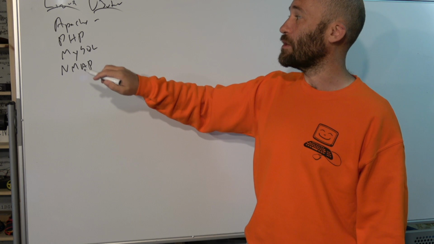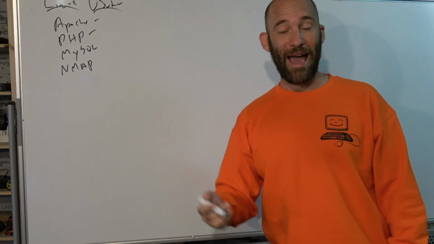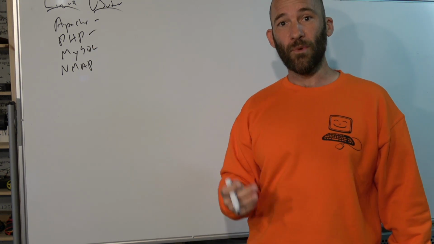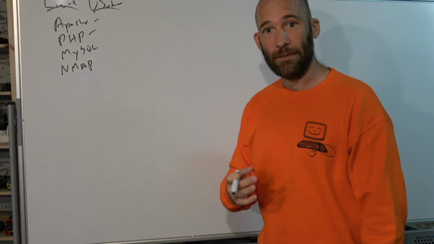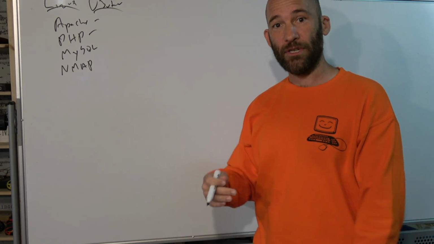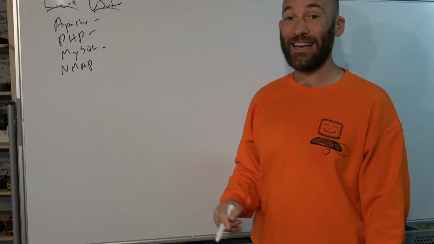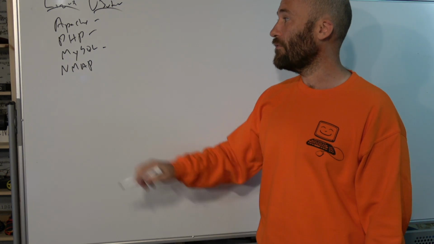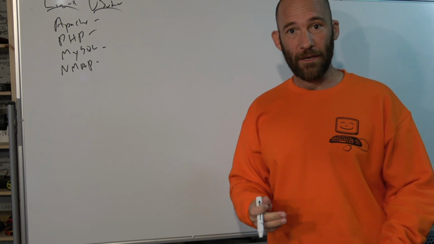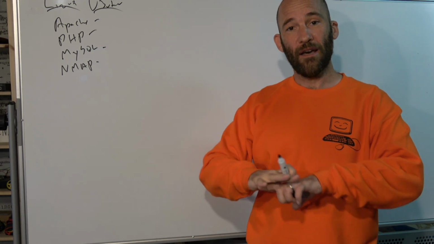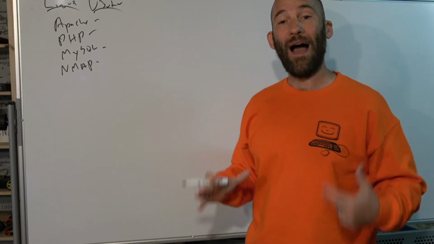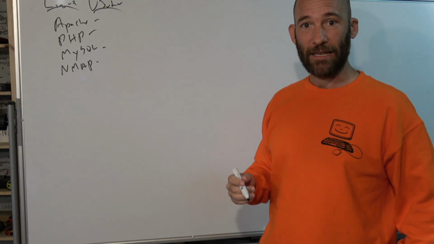So Apache is the web server, PHP is the back-end programming language. This is what is going to actually go through and parse the XML file and dump that information into the database and then be able to pull the information back out of the database. We have MySQL, that's the database itself, and then we have NMAP. NMAP is the utility that actually does the network scanning and then will output the results to the XML file.